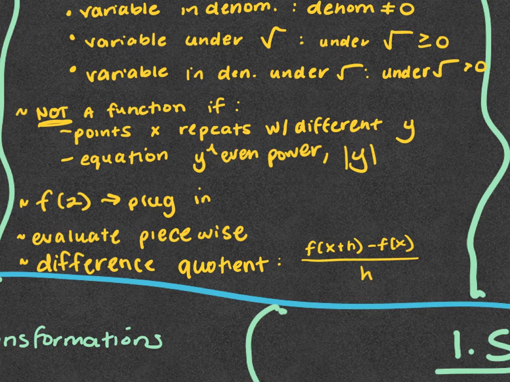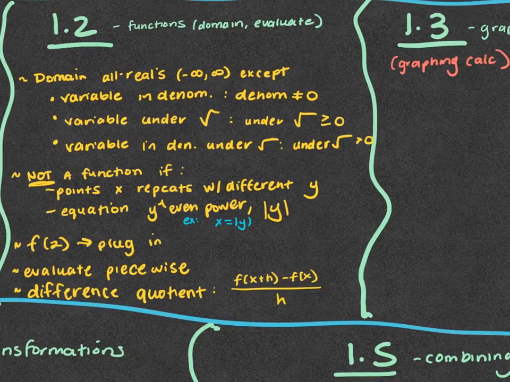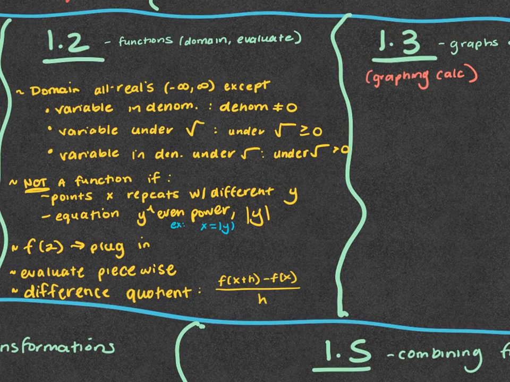So if you saw an equation that said x equals absolute value of y, that is not a function. You're welcome. That would be a V turned on its side, which fails the vertical line test, which is the third test, but that was when we got to graphs. That was in 1.3. Questions on 1.2?